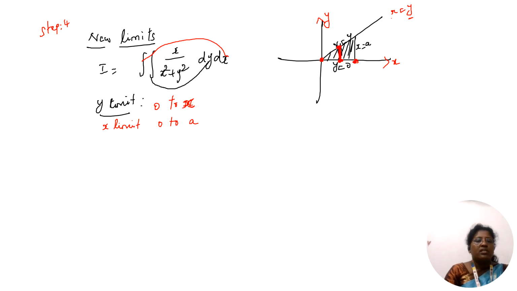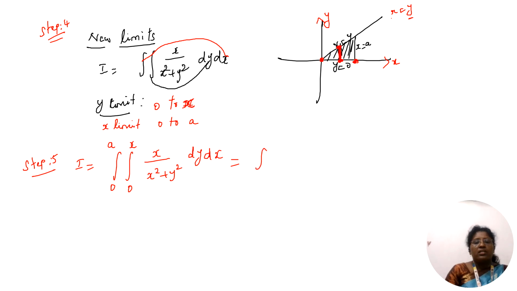Then step 5 is evaluation of this double integral using these new limits. Now we have to evaluate the double integral x divided by x square plus y square into dy dx. Here the y limit is 0 to x, the x limit is 0 to a. Now we have to integrate this. Integral 0 to a, outer integral limit, keep the limit as it is. The inner integration is with respect to y. So now we have to integrate this with respect to y.